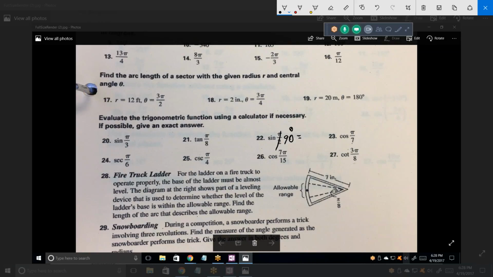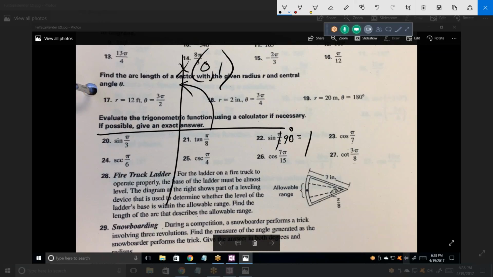Do you remember from our unit circle? The one we just did? 90 degrees is this angle. So what are the coordinates up there? The coordinates up there are 0, 1. So what's the sine of 90? 1. You got it.